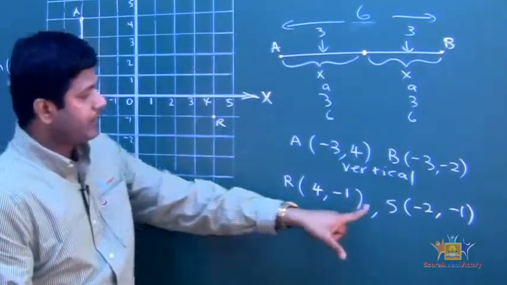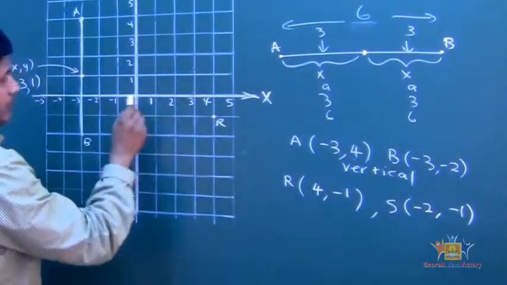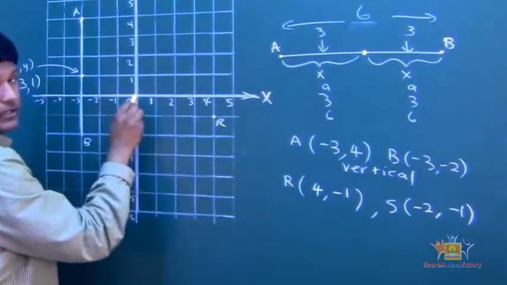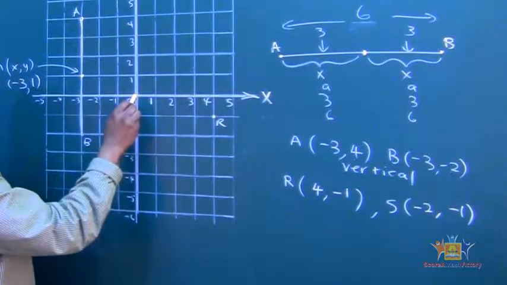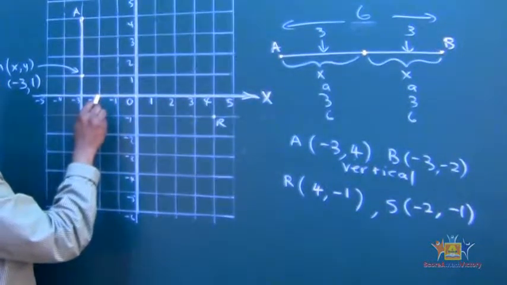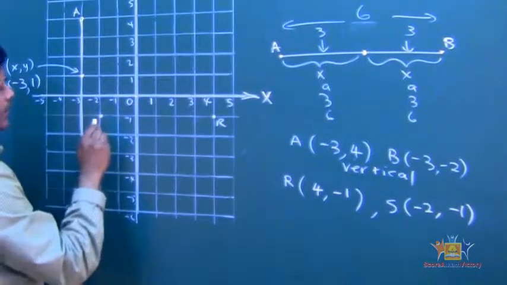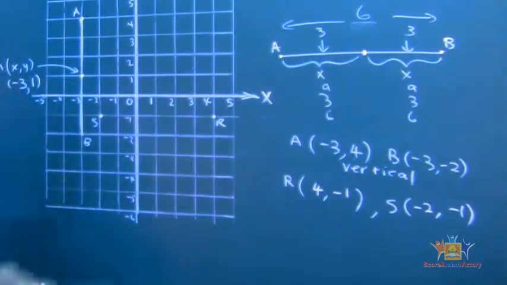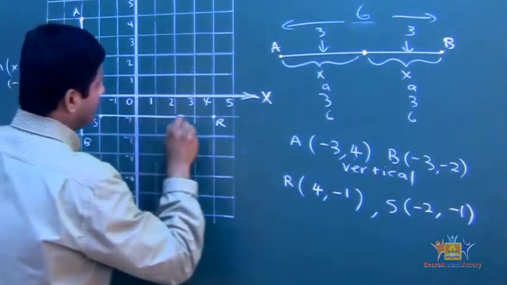And then S, (-2, -1). We start at the origin. -2, which way is that? Exactly, 1, 2, right there. And then -1, which way is that? Down. And that's my S. So let's combine them: RS.